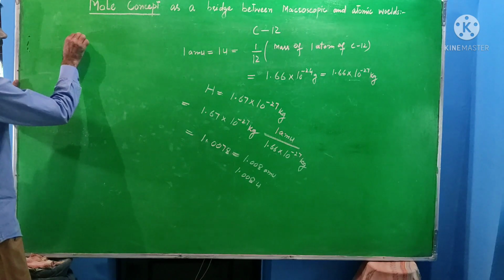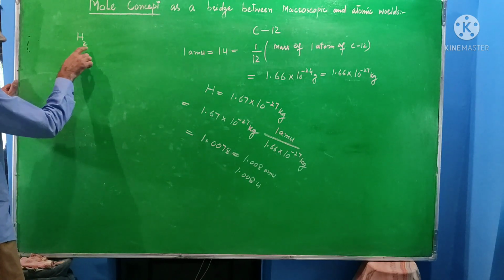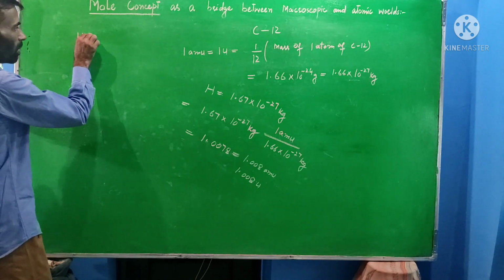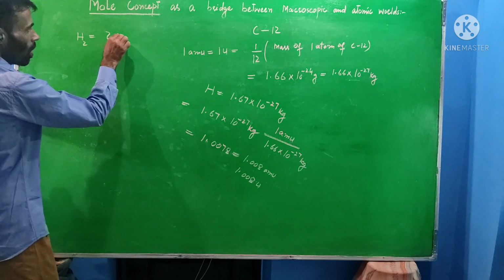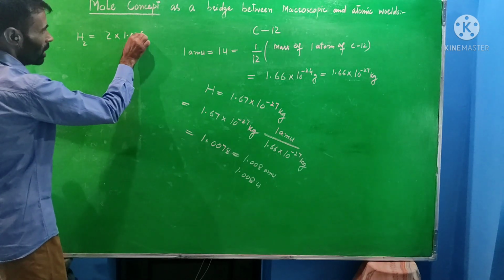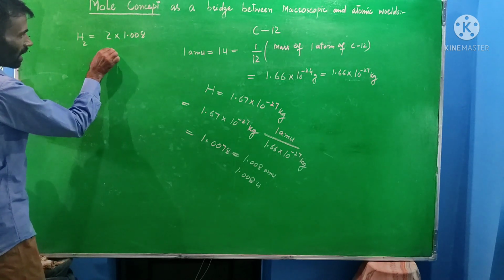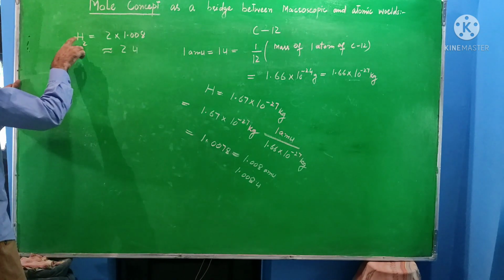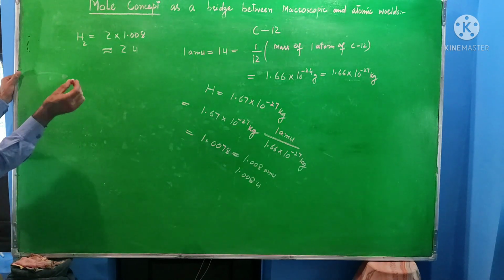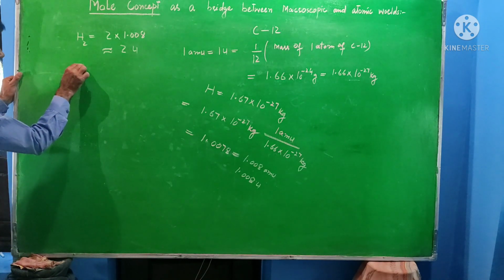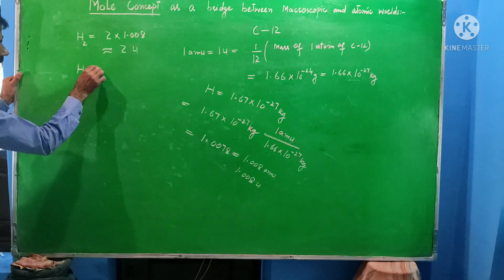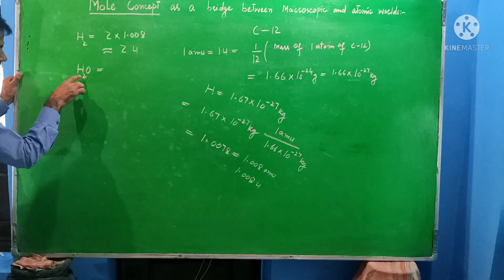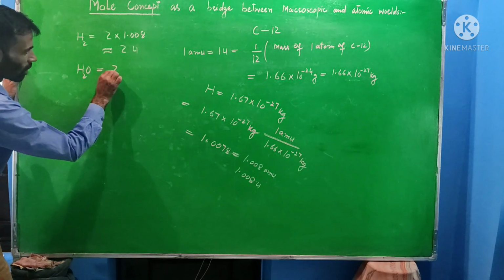Now we will take hydrogen molecule. Its mass means mass of 2 atoms of hydrogen. That will be 2 into 1.008, approximately equal to 2U. So molecular mass of hydrogen molecule is equal to 2U. Similarly, we will take water. In water, we know there are 2 hydrogen atoms and one oxygen atom. These 2 hydrogen atoms have mass equal to 2U.